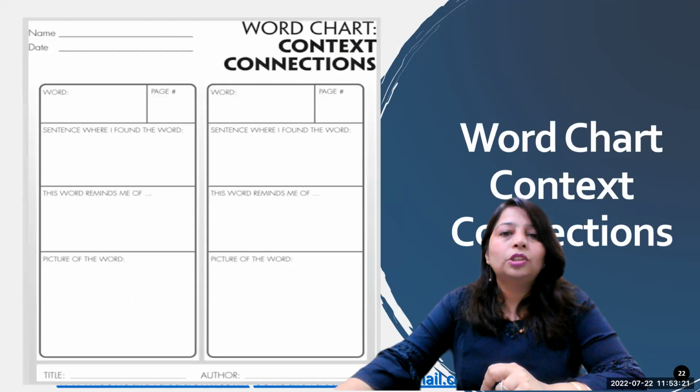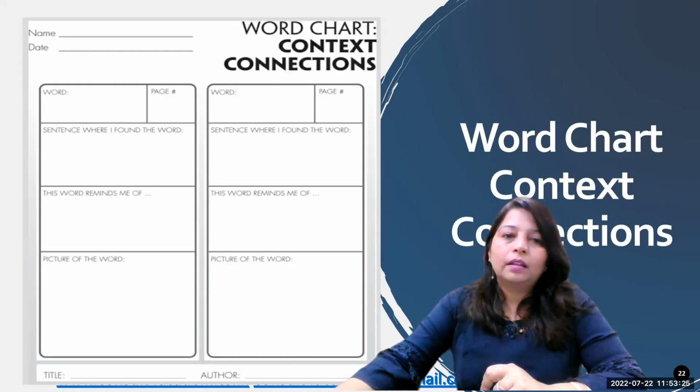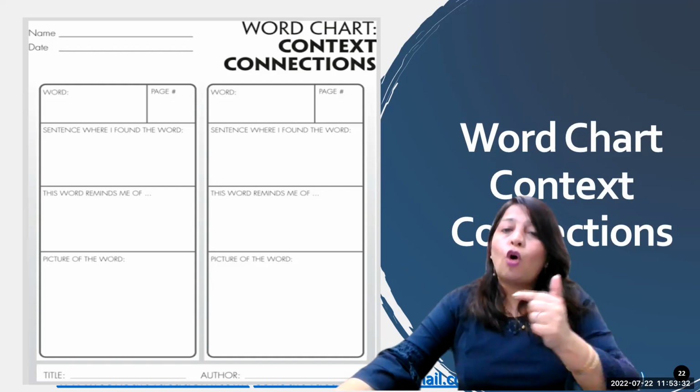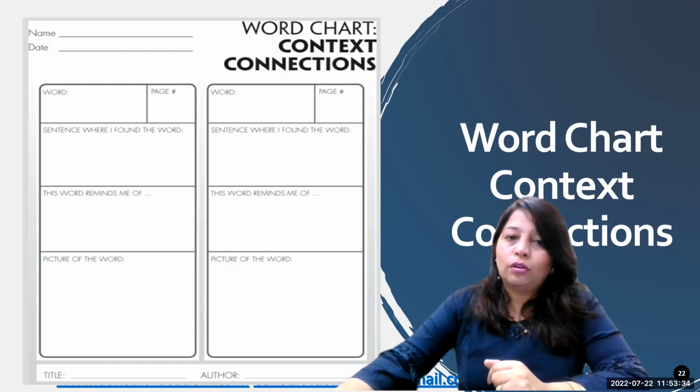And the next is a word chart, context connections. Here the word is given and the page number is given. The sentence where I found the word. What this word reminds me of. And the picture of the word.